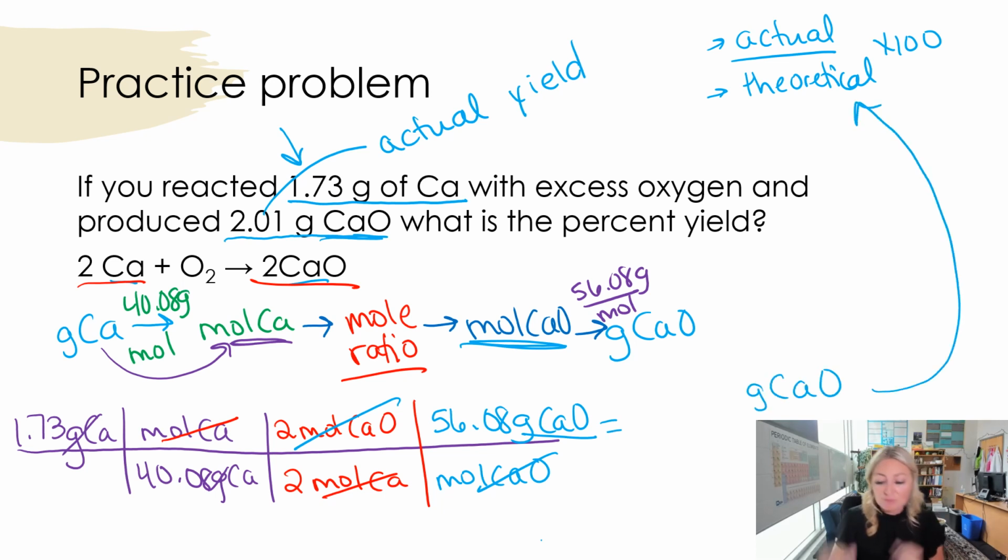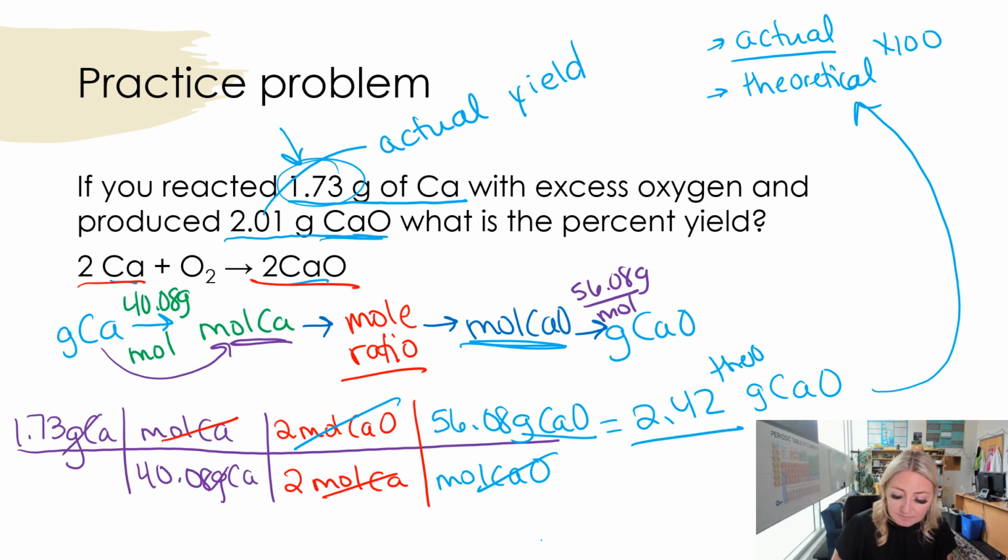Because I can then take this. This becomes my theoretical yield. Multiplying across the top, multiplying across the bottom, and then dividing the value on the top by the value on the bottom, you are going to get 2.42 grams of calcium oxide. I'm using 3 sig figs because that's what my problem used. So this is my theoretical.